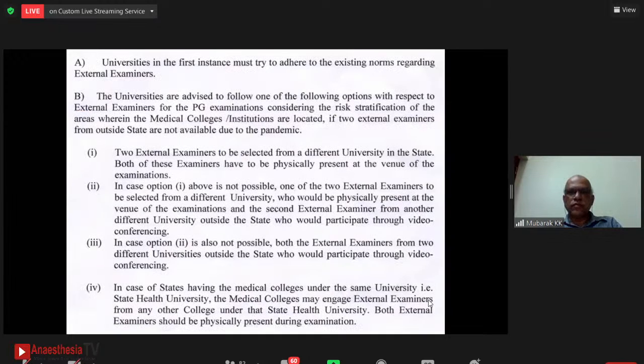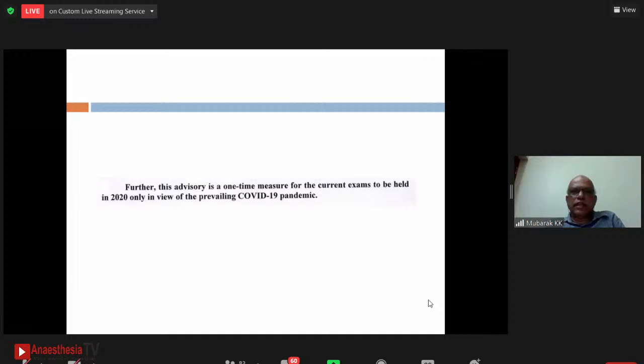So this was legally permitted. But the MCI specified this is only for the current exams in 2020, in view of the prevailing COVID pandemic. And we did the exams without cases and with internal examiners for the different universities across the state, and even MCI inspections were done during this pandemic exam, with online inspections of these case scenarios, and it was permitted.